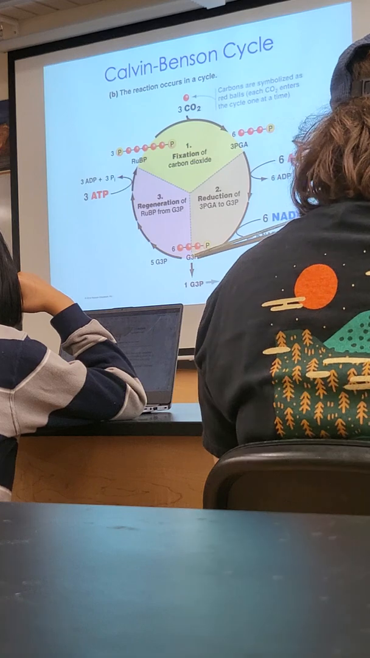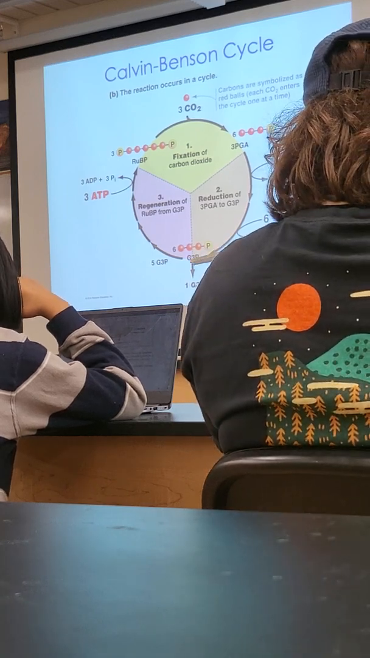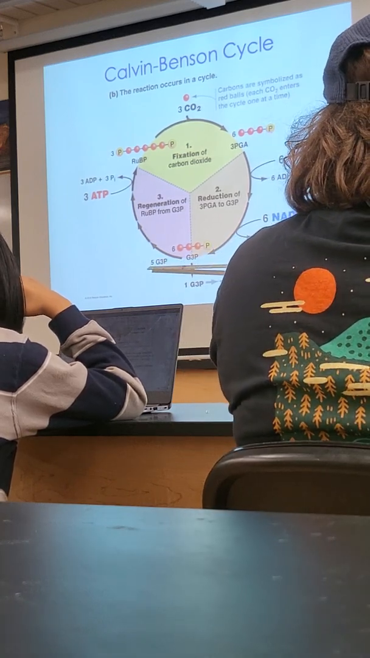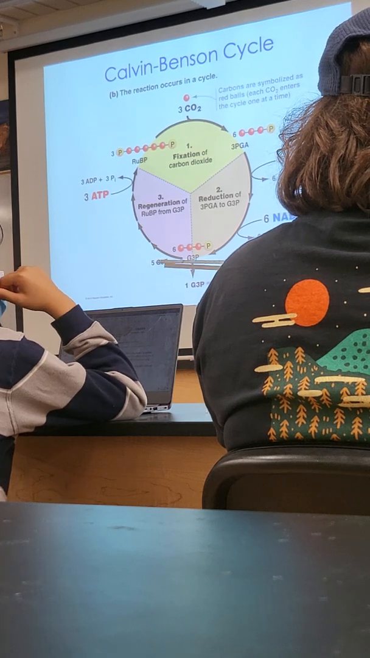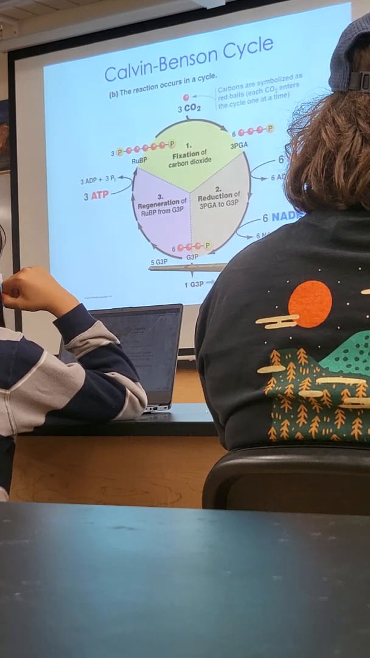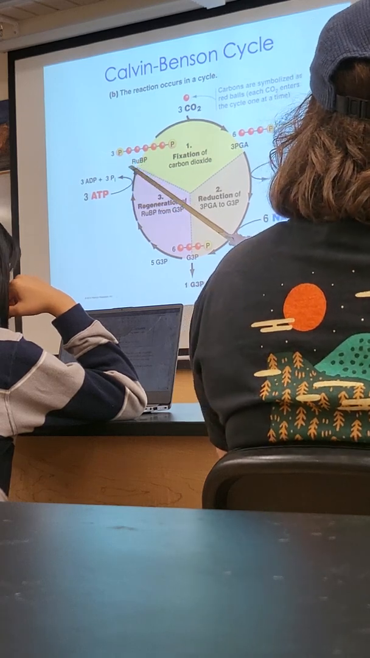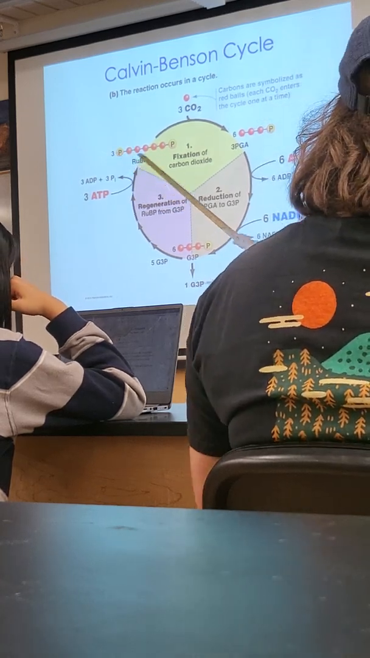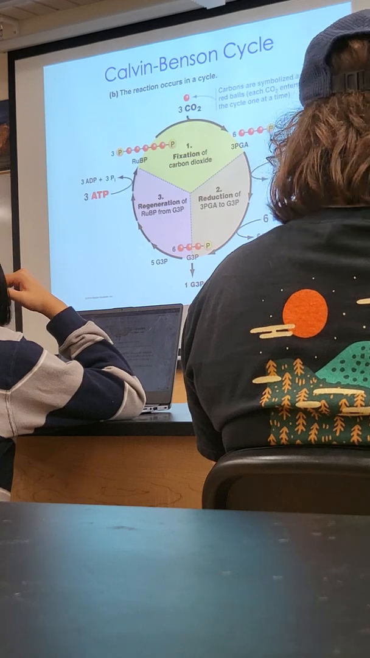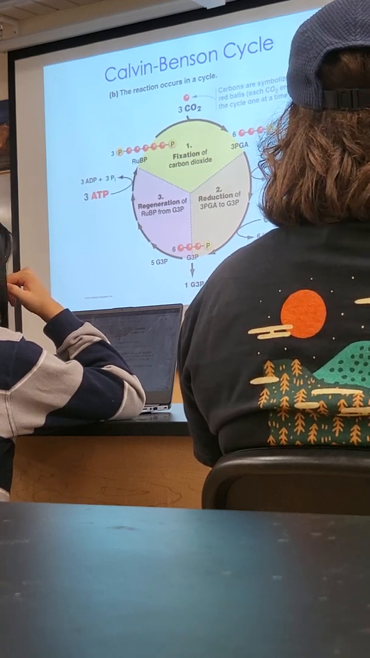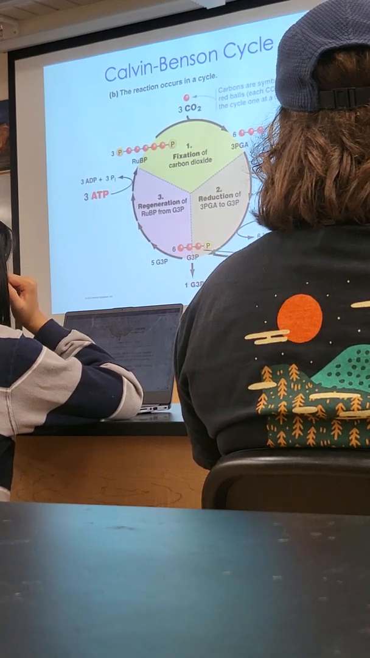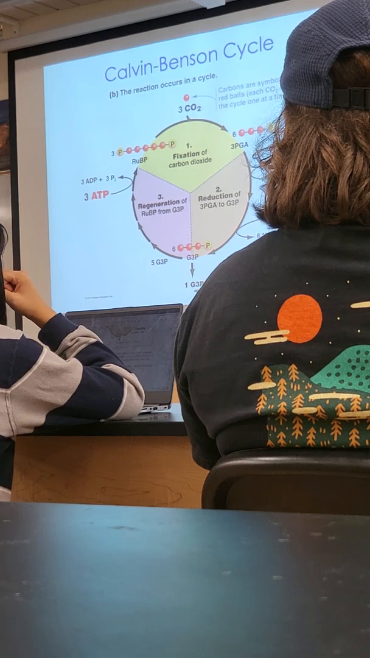So the last phase is going to take these 5 G3Ps, which, if we have 5 3-carbons, we've got 15 carbons. They get rearranged. We have to add in some phosphates. We get back to 3 5-carbons. Does everybody see how the carbons were conserved there? And 1 of these gets shuttled off to make a sugar.